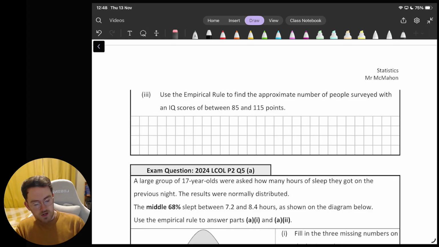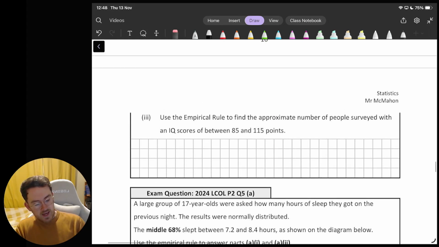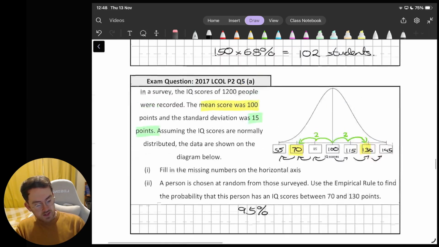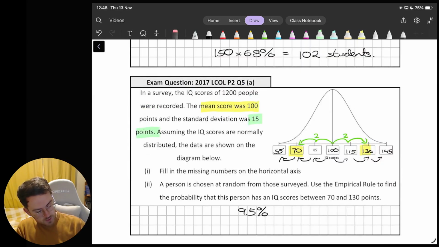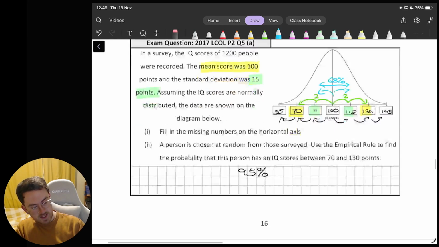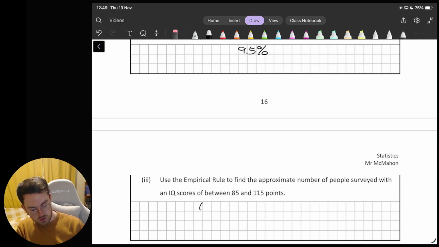We're then asked to use the empirical rule to find the number of people surveyed with IQ scores between 85 and 115. So let's highlight those ones. 85 and 115. Again, that's 1 step to the side here to get to 85, one step to get to 115. That's one of our learned ones here, which is 68%. It's 68% of 1200, so we can calculate that value, because here they want the people as opposed to just the proportion, and that is 816 people.